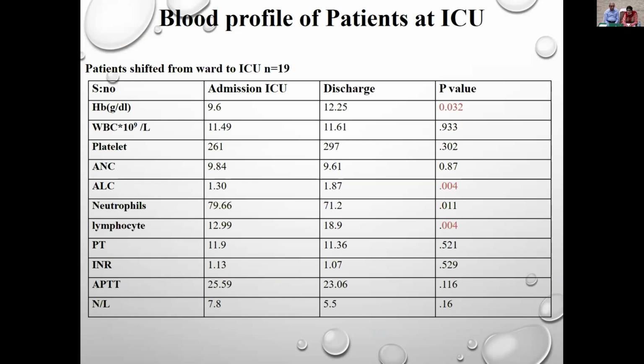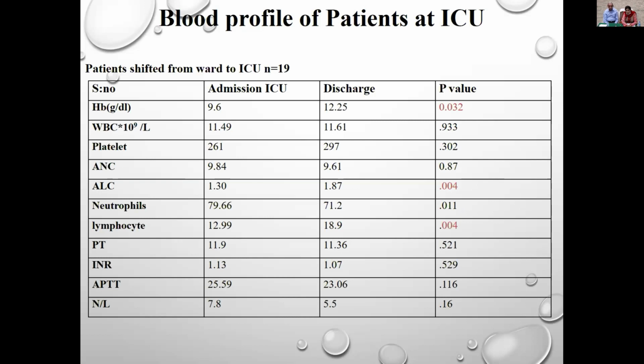Now, this is the blood profile of patients at SIUT who are in ICU. We divided our data into 2 parts. We saw the parameters on admission to ICU and the other when they were discharged from the ICU. We saw an increase in hemoglobin concentration when these patients were shifted out of ICU on recovery. On admission, they had a hemoglobin of 9.6, and when they were discharged, their hemoglobin rose to 12.25. So there was significant improvement in hemoglobin concentration on their recovery.